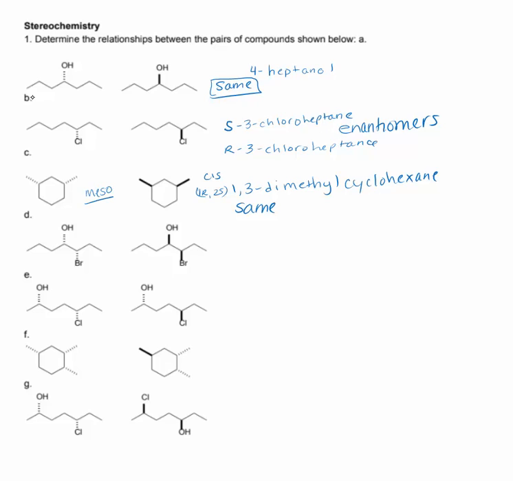So these could be considered a meso pair. They are the same compound. There's also a plane of symmetry. So all of these different ways can be used to decide what the relationship is between the pair of compounds. Here in D, again, I'm going to go through the task of naming our compounds.